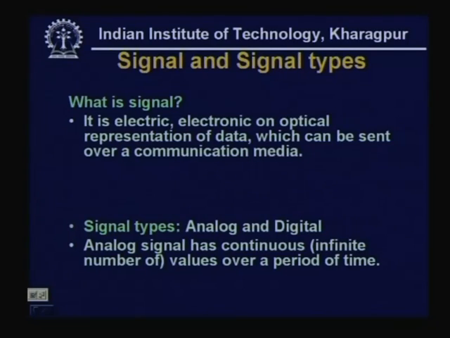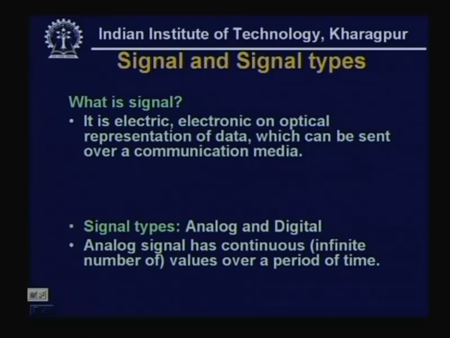Now comes the question of signal. So far, we have discussed data and explained what data is. We have seen that whenever data has to be sent over some communication medium, it has to be converted into a signal. Data cannot be sent as it is through the transmission media. We have to transform it into a signal before sending over the communication media. So, what is a signal? A signal is nothing but an electric, electronic or optical representation of data which can be sent over a communication medium.